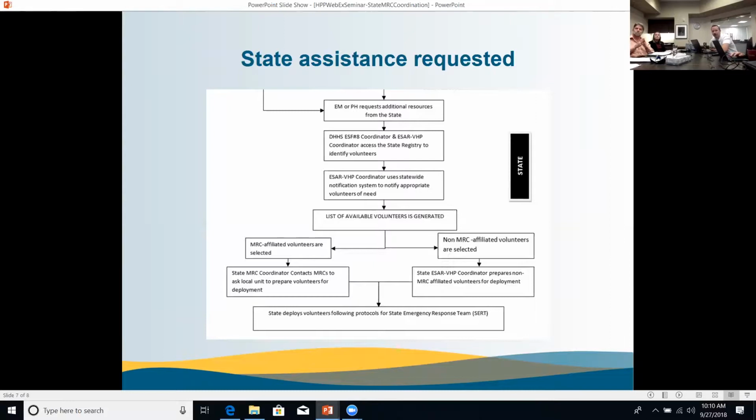We track the resource or the volunteer. We track their time. We ensure that they have the resources they need to do the job. And then as things wind down, we make sure that all of that information, their hours, are tracked so that we can use it for whether it's FEMA reimbursement or just record keeping for ourselves. So that's really how volunteers are requested through the state at the local, regional, and state level.